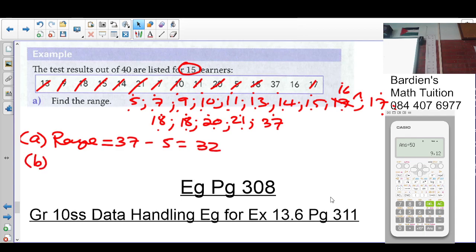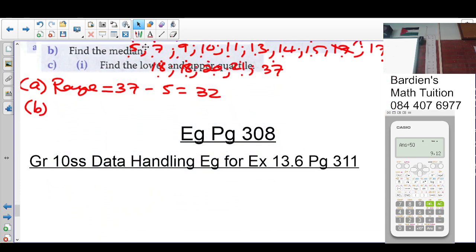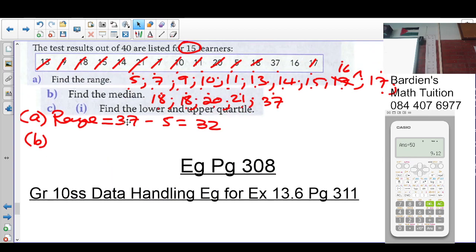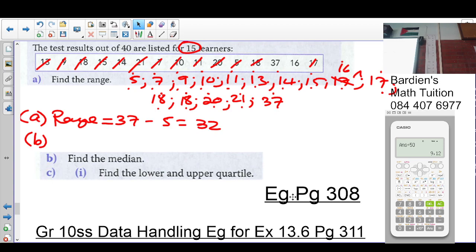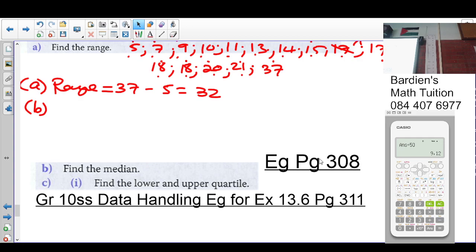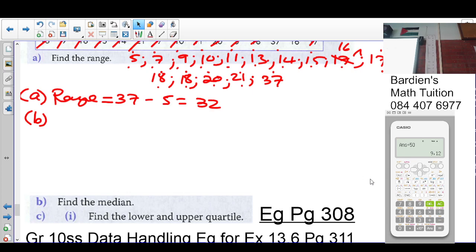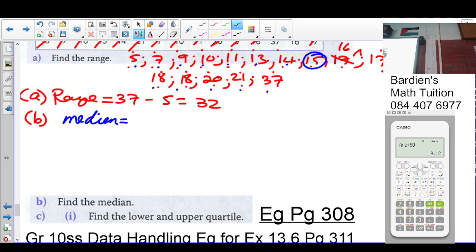Let's look at B. The B part of the question says find the median. Your median is the middle number of sorted data. Is this data sorted? Yes. How many values are there? 15. 15 divided by 2 is 7.5, so it's the 8th number. So 1, 2, 3, 4, 5, 6, 7, 8.